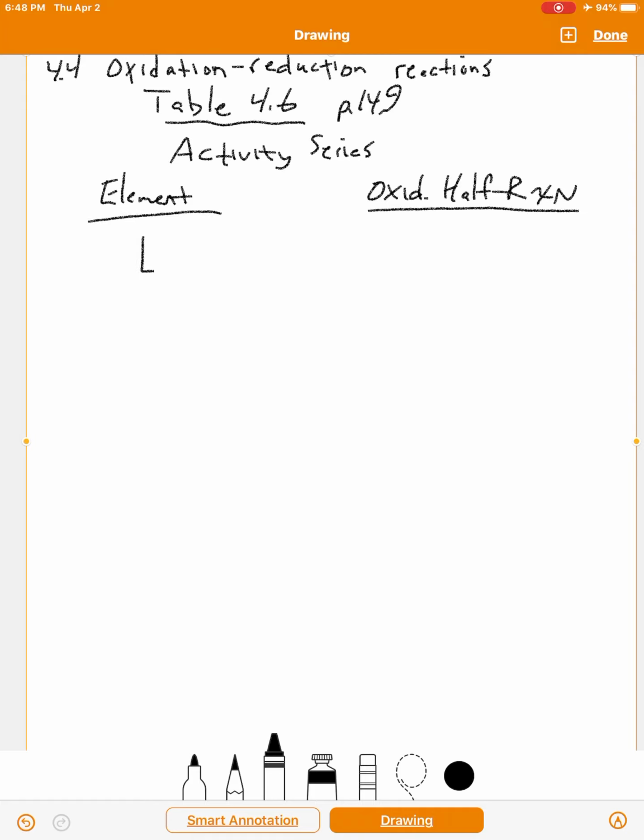So I'm just going to pick a few of these. There's lithium. The half reaction is Li goes to Li plus an electron. That's the half reaction for oxidation. It became more positive, so it got oxidized. The one right under lithium is potassium. And then same thing, K goes to K plus an electron. Okay? So just going down, there's aluminum.